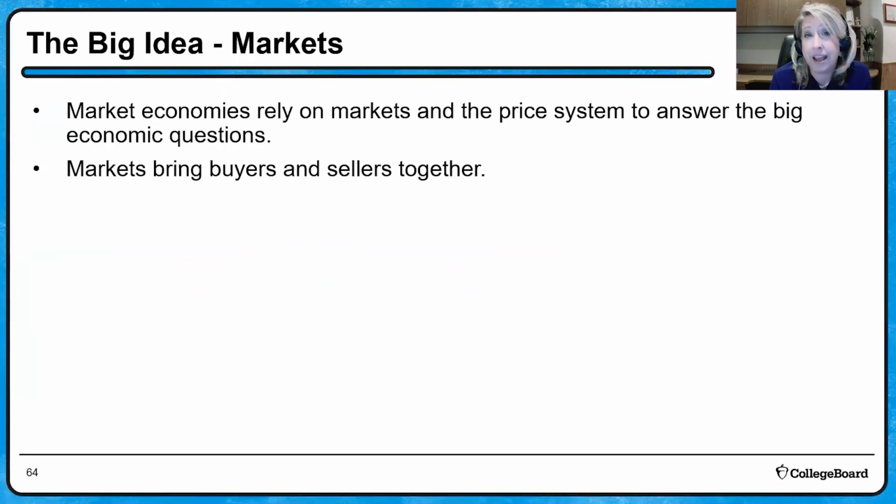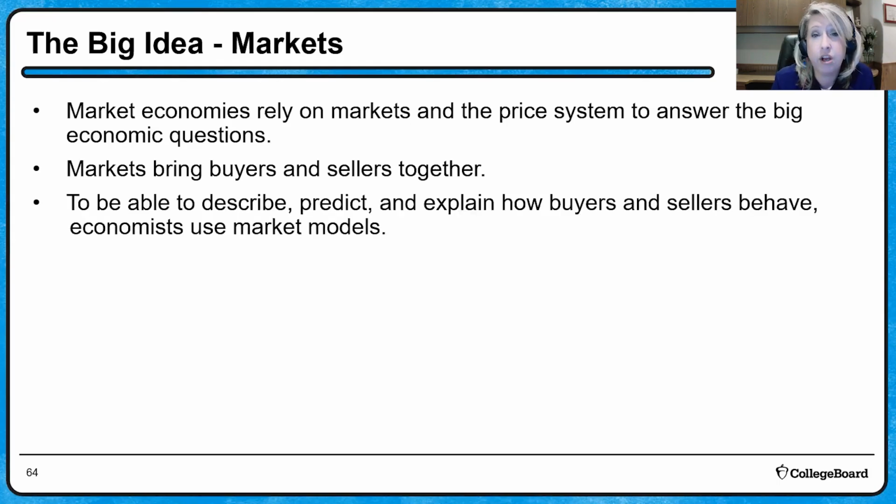Market economies rely on markets and the price system to answer the big questions, right? What are we going to produce? How are we going to produce? And who's going to get it? Markets are a way of answering that question. They bring buyers and sellers together. In order to be able to describe, predict, and explain how buyers and sellers behave, economists use market models.